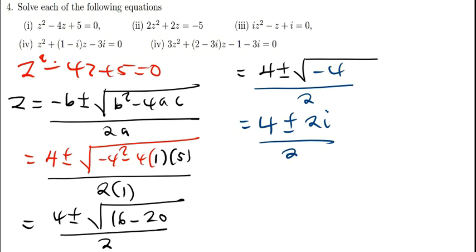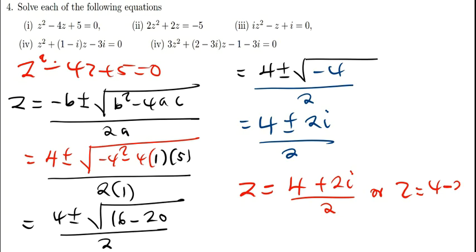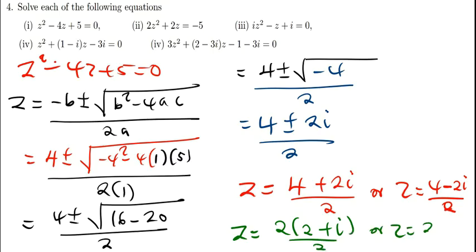So z, since it is squared, we expect to have two answers. So we'll have 4 plus 2i divided by 2, or z can be equal to 4 minus 2i divided by 2. So the final answer in this case is going to be 2 into 2 here. If I want, I can factor out 2. So I have 2 plus i divided by 2, or z will be equal to 2 minus i divided by 2. So 2 and 2 can go.